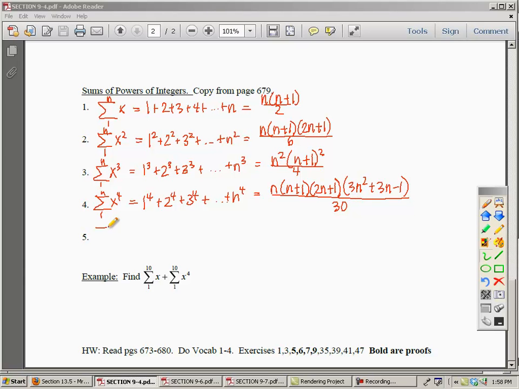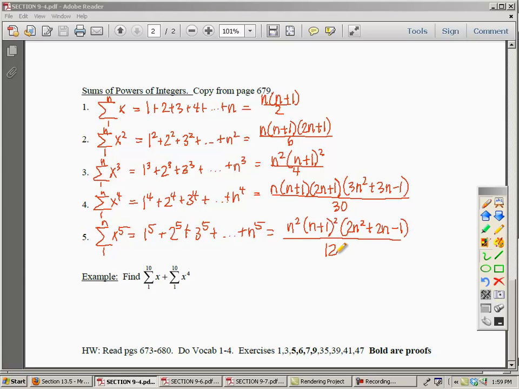And last one, 5th power. From 1 to n of x to the 5th. So 1 to the 5th, 2 to the 5th, 3 to the 5th, all the way up to n to the 5th. n squared, which is part of the 4th power, or the cubed, times n plus 1 quantity squared times 2n squared plus 2n minus 1, all over 12.